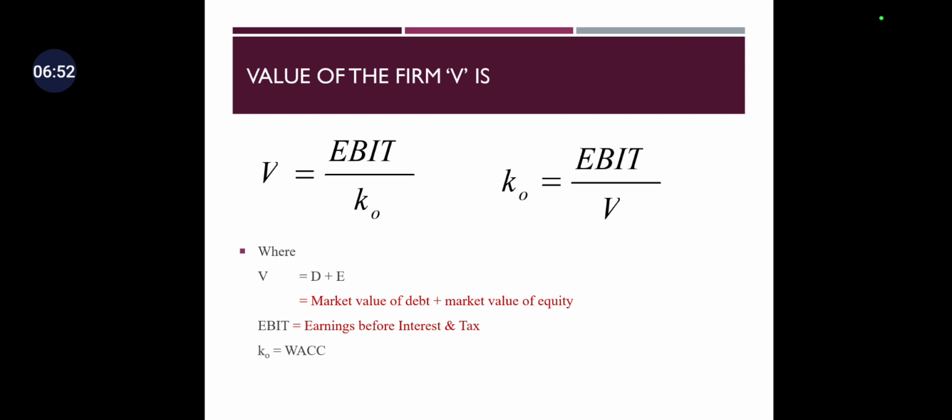If you substitute the values, you can get the value of the firm and the overall cost of capital, and you can apply the concept here under the net income approach. The concept under the net income approach is that finally it will increase your value of the firm and decrease your overall cost of capital. So that was the main claim by Durand under the net income approach. Let's see it with the diagram.